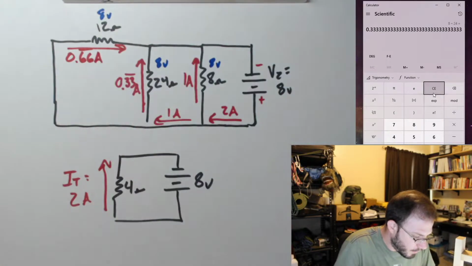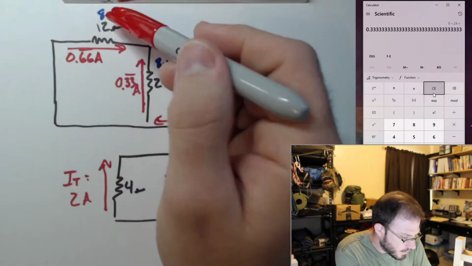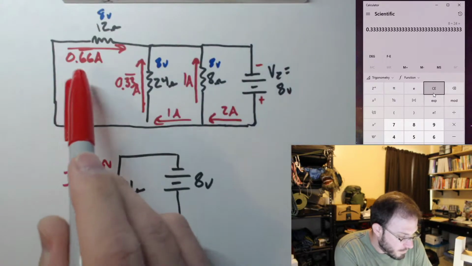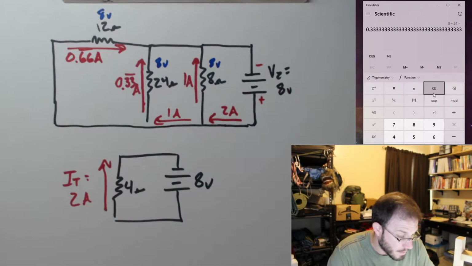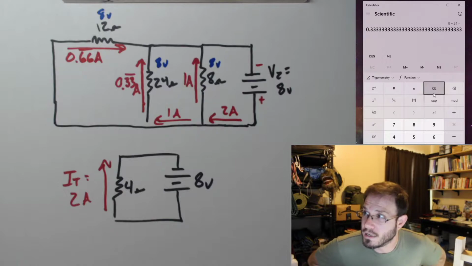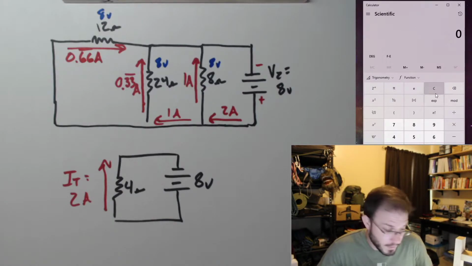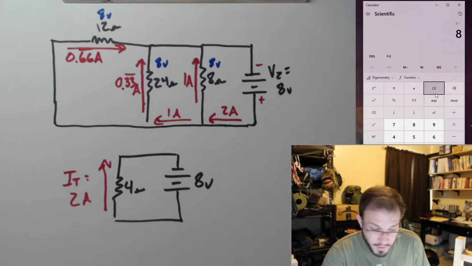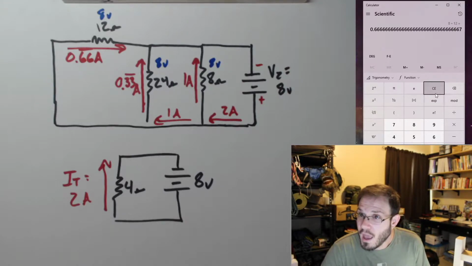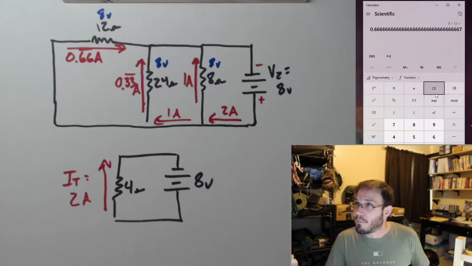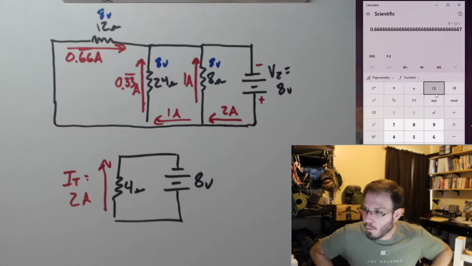Now, hopefully, 8 volts divided by 12 ohms should give me 0.66 repeating amps if our whole system is consistent. So hopefully we get this. 8 divided by 12. Oh, thank God. Okay, good. So everything works.